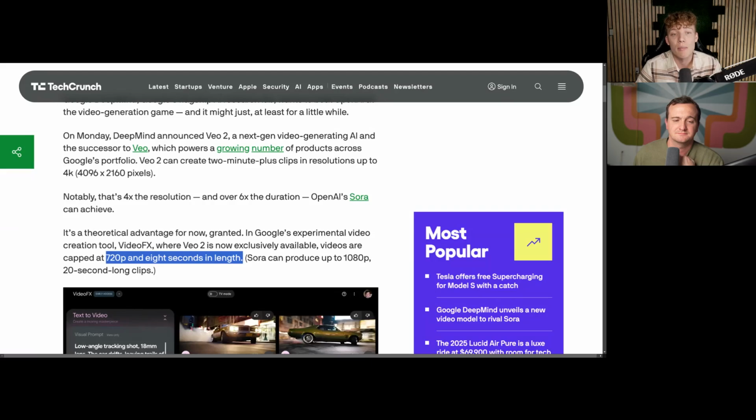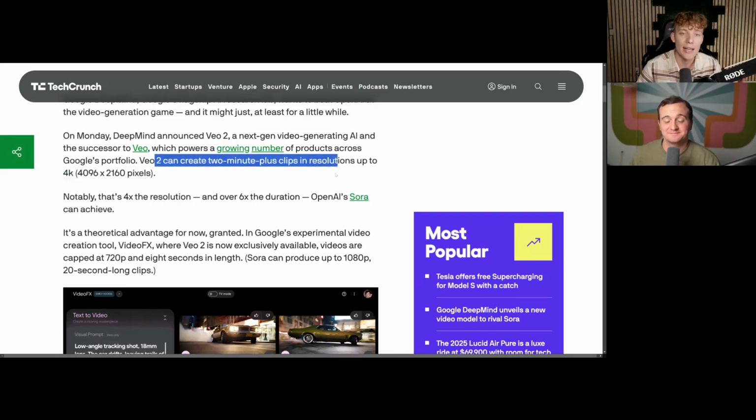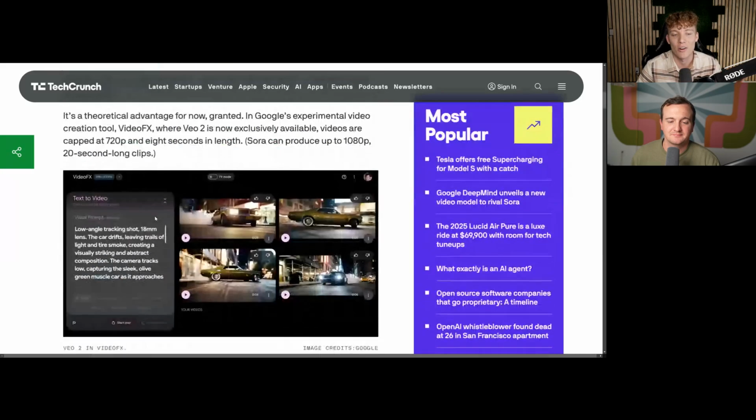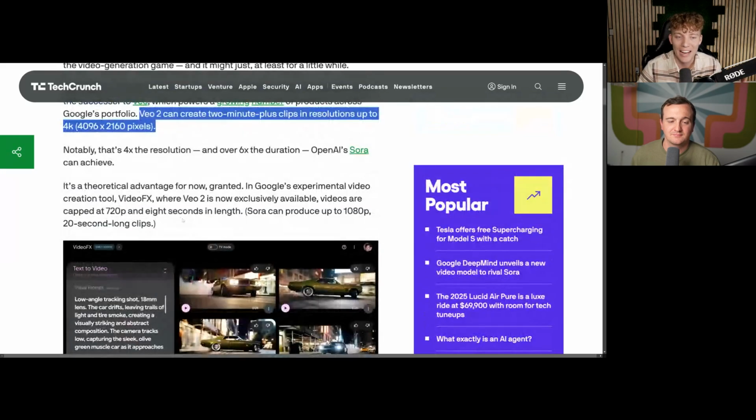But apparently the model's capable of 4096 by 2160, so pretty much 4K video, and they can be up to 2 minutes long. That's crazy, really exciting. That is 4 times the resolution and over 6 times the duration of OpenAI's Sora model. Again, though, they're just saying it can do that. In the current test, it's not actually letting people do that, even in this early access.